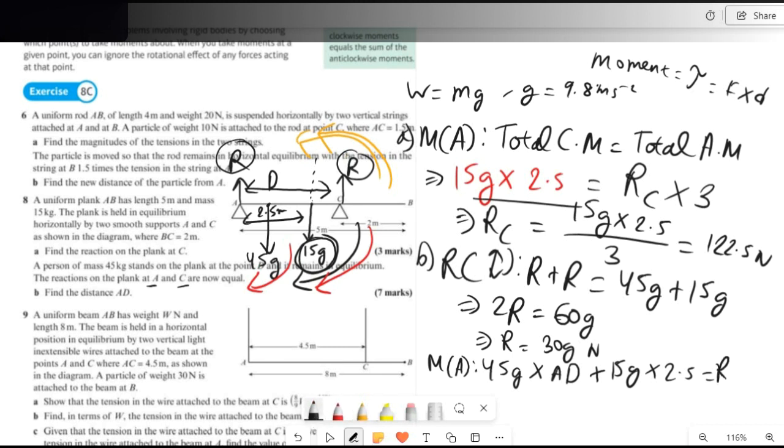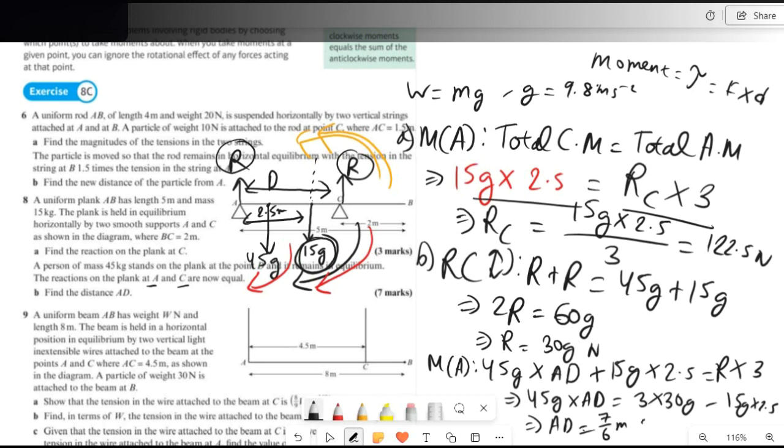So it's R multiplied by the perpendicular distance, which is also 3, just like before. So 45g times AD is equal to 3 times R, which is 30g, minus 15g multiplied by 2.5. Therefore AD is equal to 7 over 6 meters, or approximately 1.17 meters. And this is our answer.